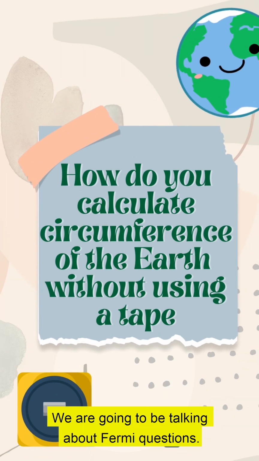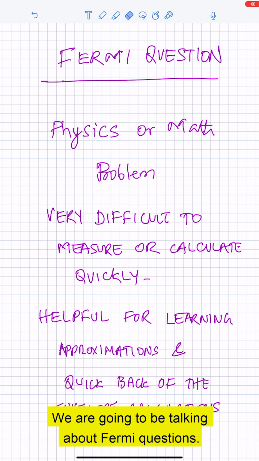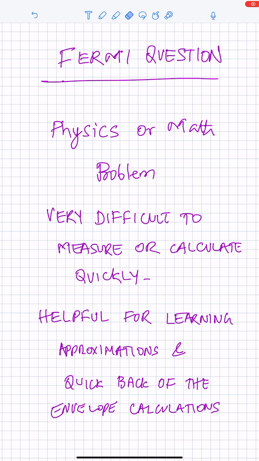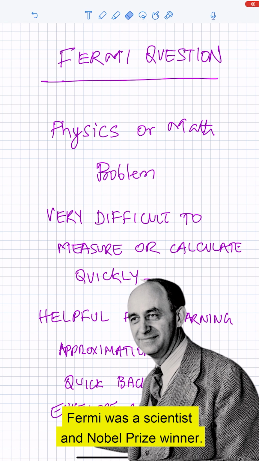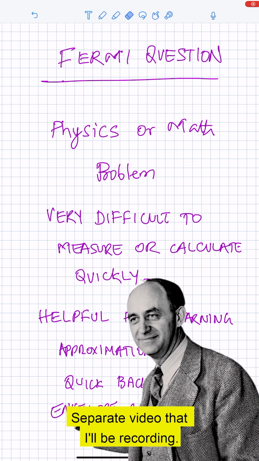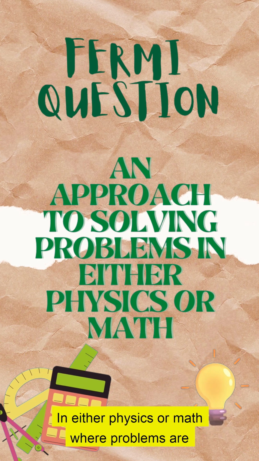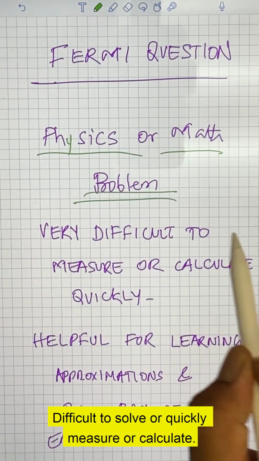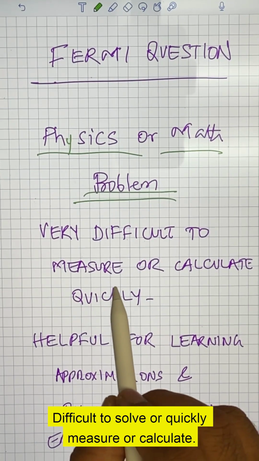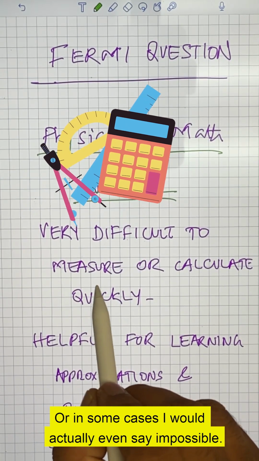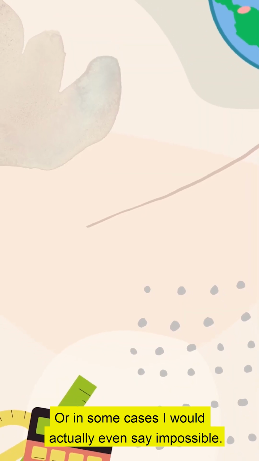We're going to be talking about Fermi questions. What are Fermi questions? Fermi was a scientist and a Nobel Prize winner, more about him in a separate video that I'll be recording. Essentially, it's an approach to solving problems in either physics or math, where problems are difficult to solve or quickly measure or calculate, or in some cases, I would even say impossible.